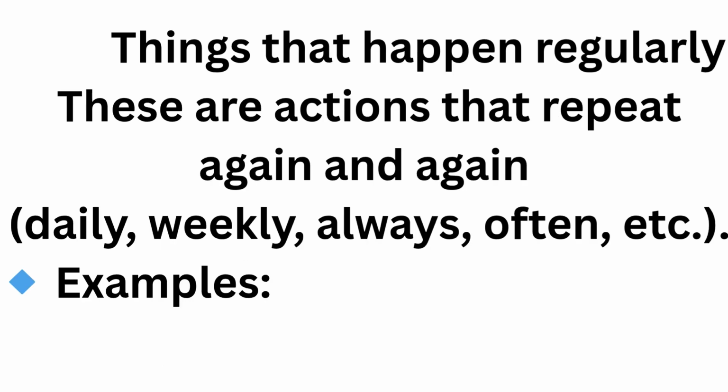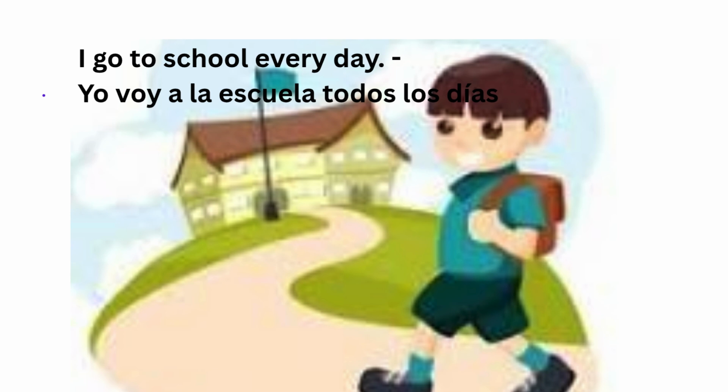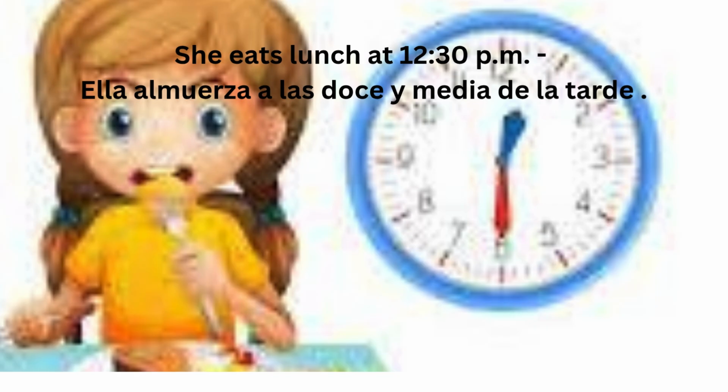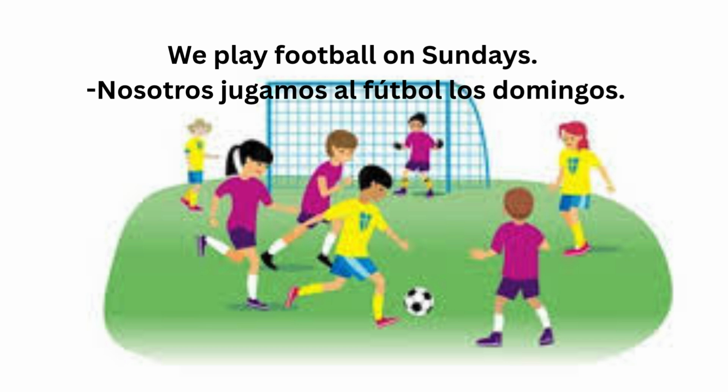Number 1. Things that happen regularly. This means actions that repeat again and again. We can use words like daily, weekly, always, often, etc. in these sentences. Examples. I go to school every day. She eats lunch at 12:30 p.m. We play football on Sundays.